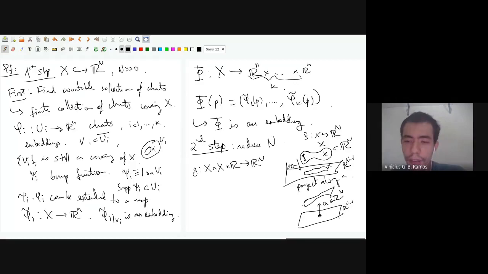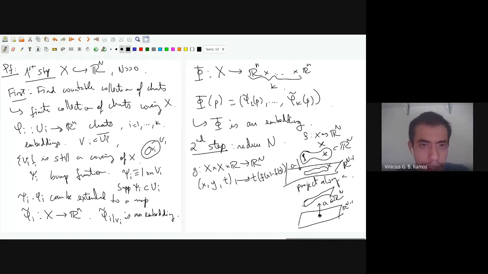So to find such an A, I'm going to first look at this function G. And what's the function G? Well, what it's going to do is prevent me from projecting on a direction where the projection would overlap. So I'm going to consider the function G to be t times f of x minus f of y.